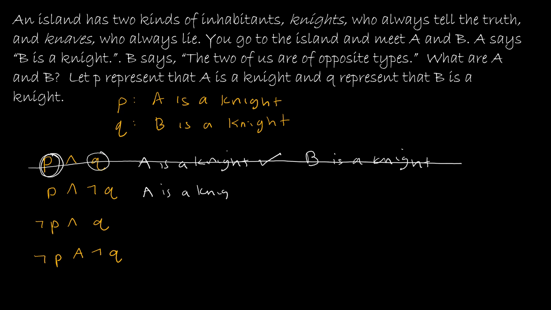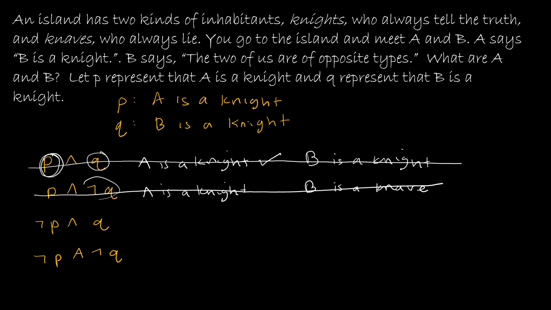This next one says A is a knight, and not Q would say B is a knave. Our first statement says B is a knight. So A is a knight, telling the truth, and telling us that B is a knight, but we're saying B is a knave, so this one doesn't work. It's faulty logic. So we're down to two options.